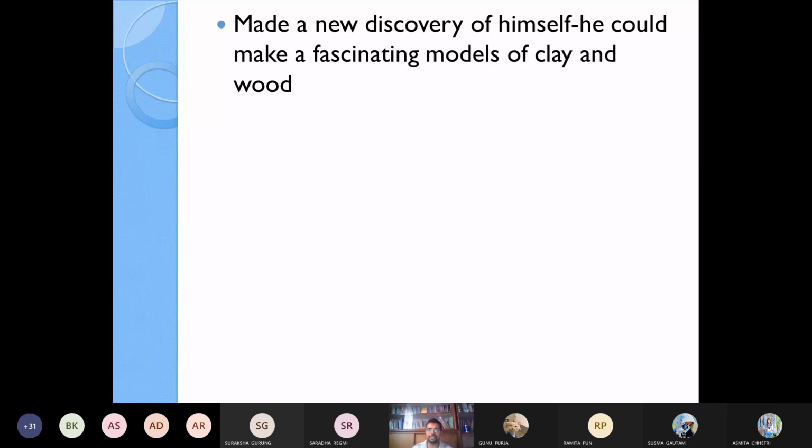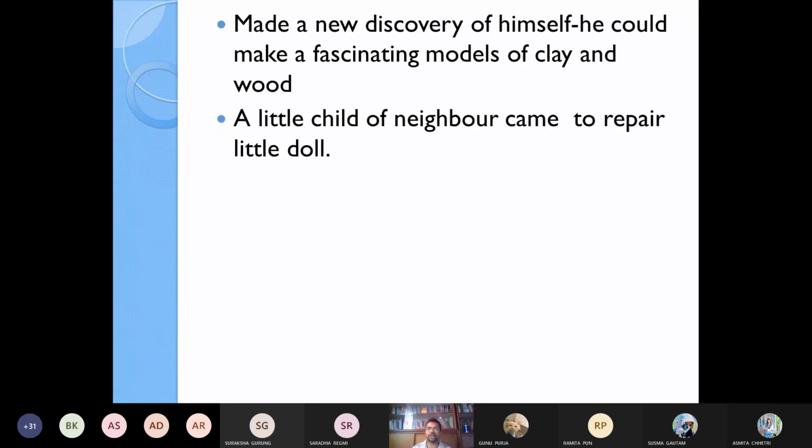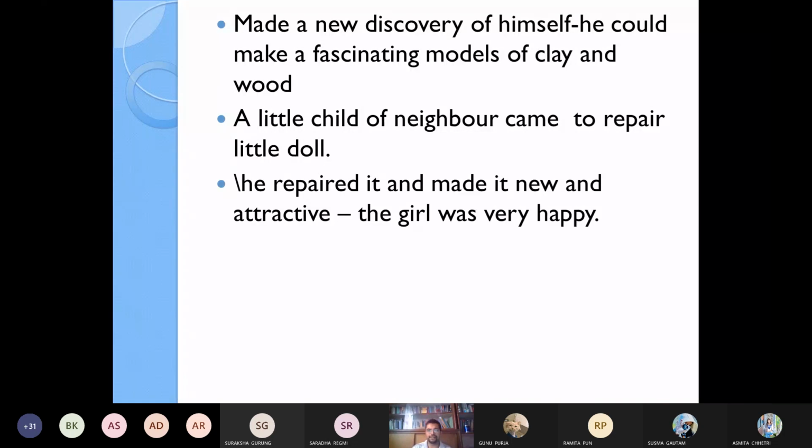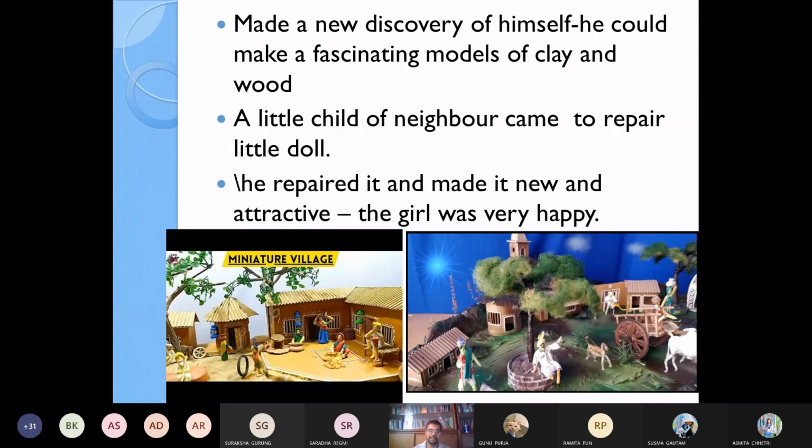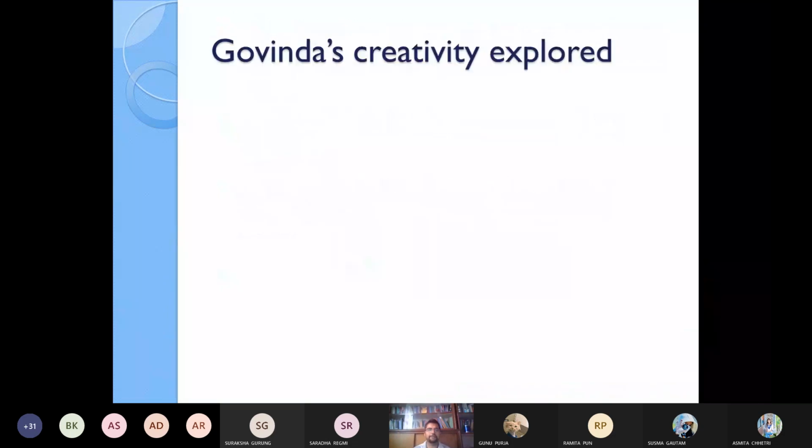So he could make fascinating models of clay and wood. A little child of a neighbor came to repair a little doll. Then he repaired it, made it new and attractive as well. And the girl was very happy. At the beginning, the girl came and cried. But here, Govinda thought that yes, he can mend it. So he did that. As you can see in the picture, such kinds of arts were made by the main character or protagonist of the story, that is Govinda Singh.